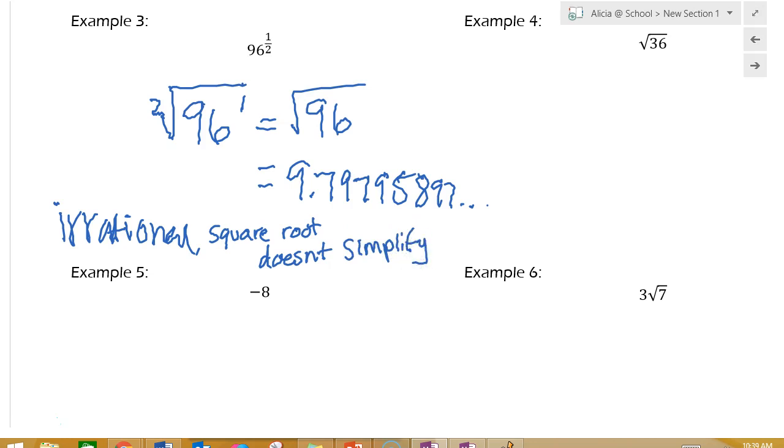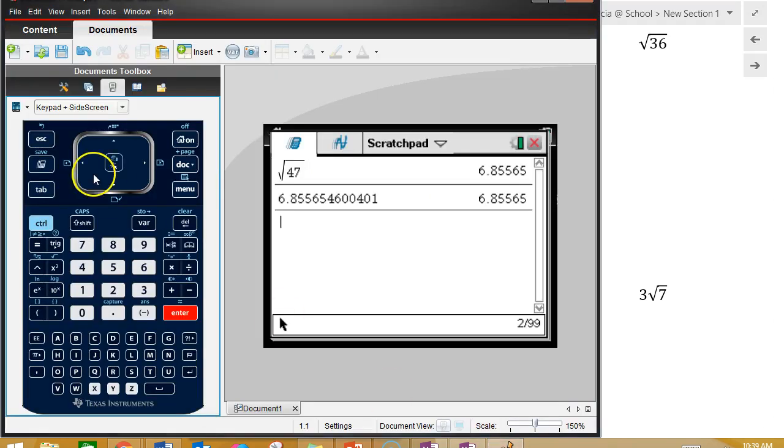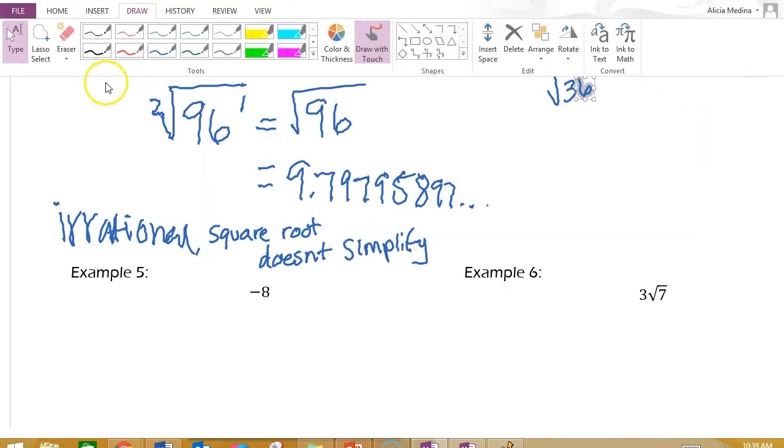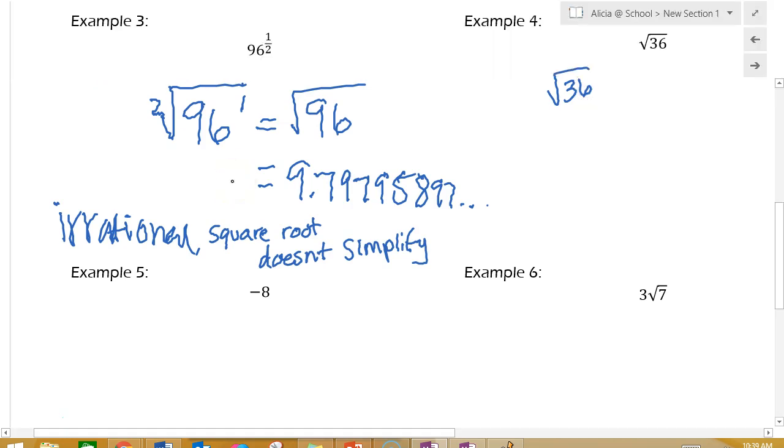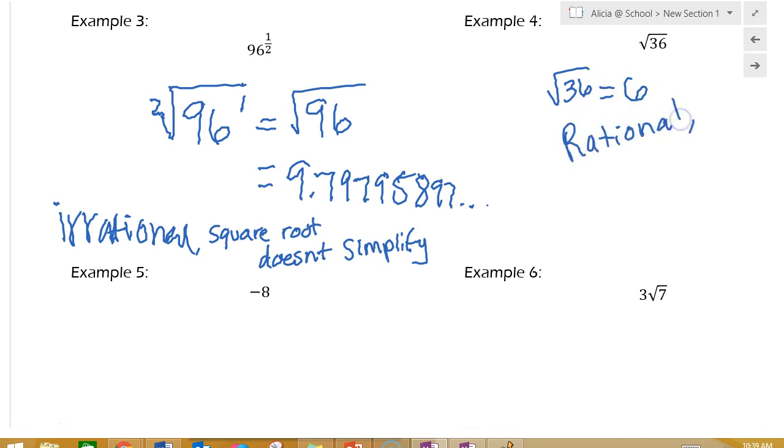Alright, next one. Looking at example 4, I see the square root of 36. If I type the square root of 36 into my calculator, just to show you, square root of 36 is 6. I get a nice answer of 6. So therefore, my square root simplifies to a nice integer. So I would say yes, this is rational. Why? Because it simplifies to an integer. Right? 6 is a nice integer.